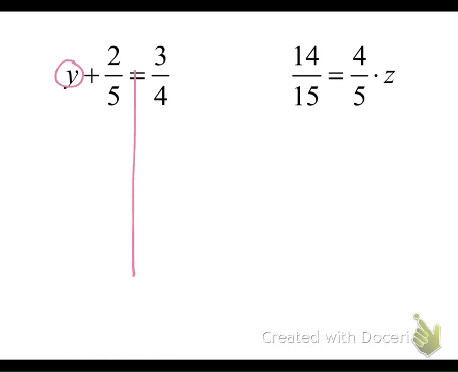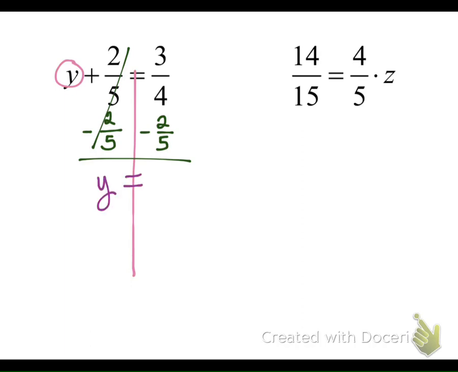Draw my line. Now, to get the variable by itself, what am I going to have to do here, Brendan? What am I going to do in order to get the variable by itself here? And I must do that to the other side as well. Cancel. Bring down my variable.